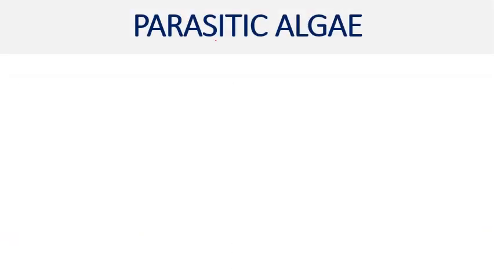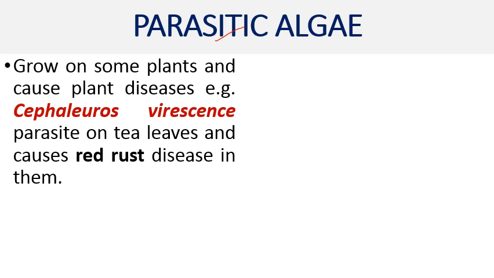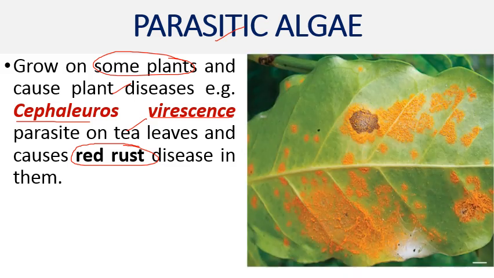Some algal members are parasitic in nature. So they grow on some plant and cause plant diseases. For example, the most common example is Cephaleuros virescens. This genus causes a disease in tea leaves, that is known as the red rust of tea leaf. So it grows on the surface of tea leaves, और उसमें एक disease cause करता है जिसका नाम है red rust of tea leaves. This is the photograph which shows the symptoms of this rust, that is red rust of tea leaf.